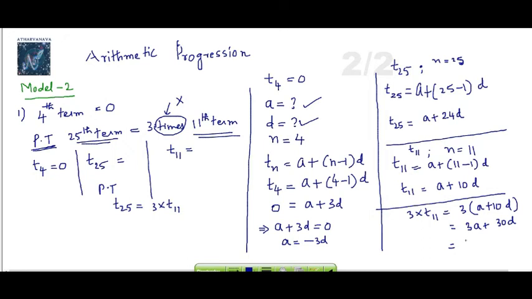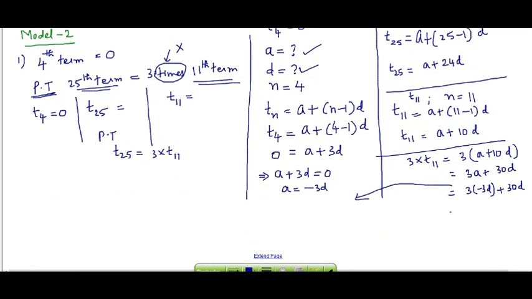You can do this two ways. I'll show you both. 3 times minus 3D. Where did I get this 3D from? Here. I used this A value as minus 3D because I want to get it in terms of D. Then it will become minus 9D plus 30D, which will become 21D, isn't it?